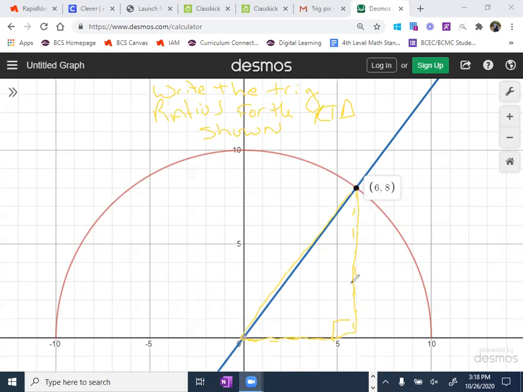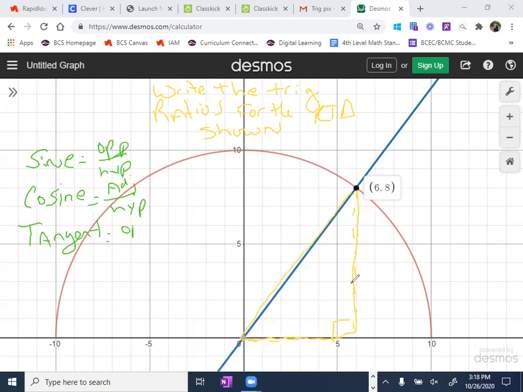Remember that trig ratios are sine, cosine, and tangent, okay? And when we do this problem, we're going to be writing sine, remember, is opposite over hypotenuse. The cosine is adjacent over hypotenuse, and the tangent is opposite over adjacent. So what we want to do is, let's go ahead and write it from this base angle right here.